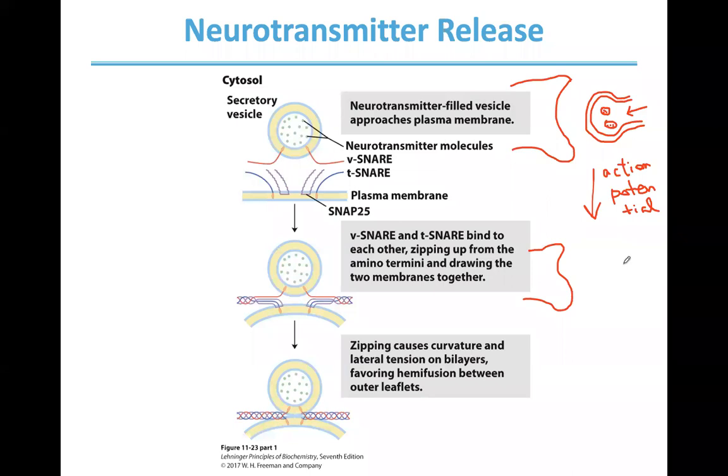And these will have to fuse. I don't know how to draw this well. Into the synapse.